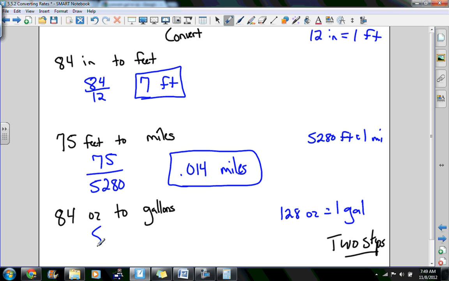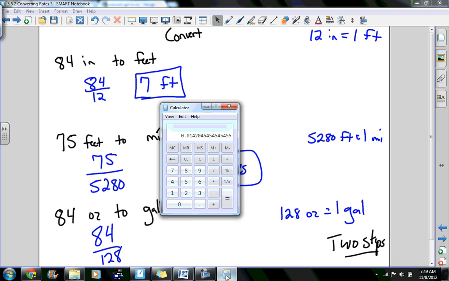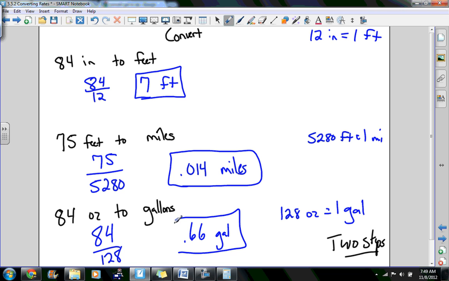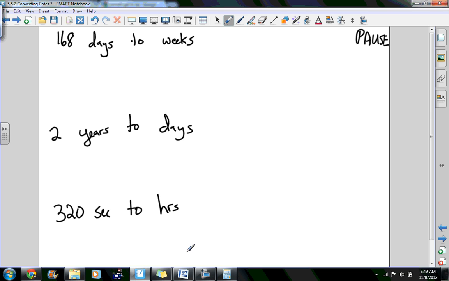Alrighty, so we're hopefully making this smaller, so we decided to divide. With these problems, a lot of times it's going to be common sense. You're going to get an answer, and you have to just ask yourself, does that make sense? So about 0.66 gallons. Okay? So try these 3 on your own.